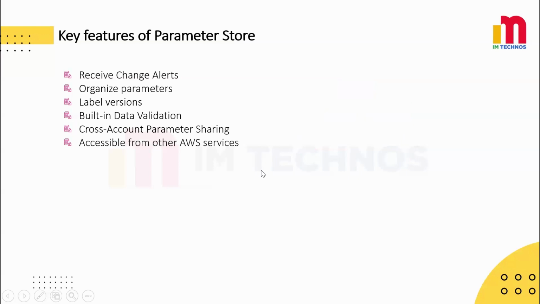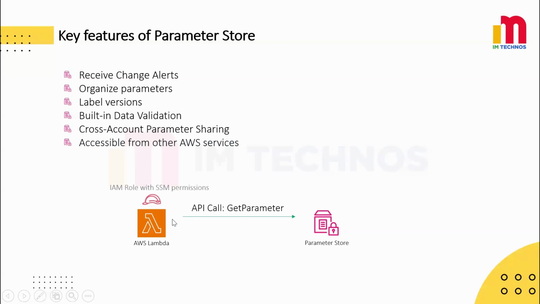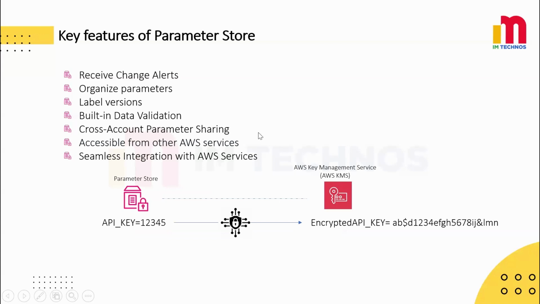Parameters can be accessed from other services. Imagine your Lambda function needs to access a configuration value such as an API key stored in AWS Systems Manager Parameter Store. Lambda makes an API call to Parameter Store. Parameter Store verifies if Lambda's IAM role has the required permissions, like ssm:GetParameter permissions. If allowed, the parameter value is securely returned to the Lambda. It's not just Lambda. Other services like EC2, ECS, and even Step Functions can also access Parameter Store using their respective IAM roles.